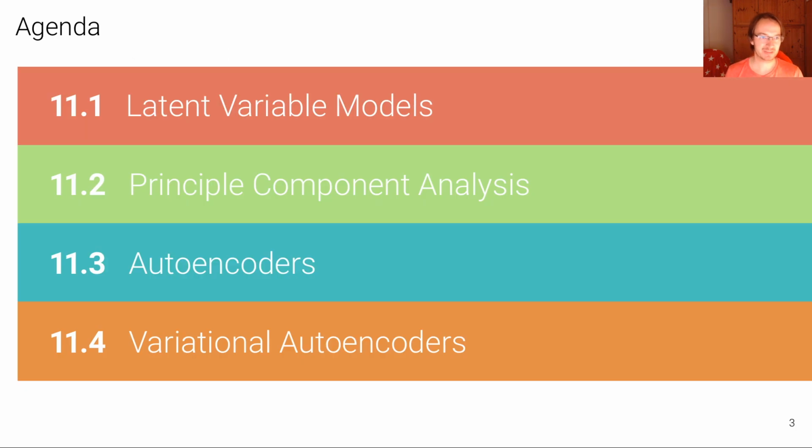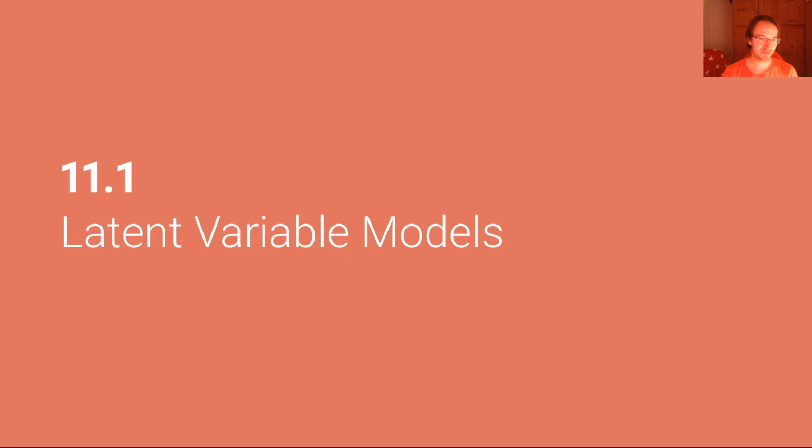This is the structure of this lecture. In the first unit, we will talk about latent variable models in general and motivate generative models as well. In the second unit, we're going to discuss one of the most basic and common latent variable models, which is called principal component analysis. In the third unit, we're going to discuss deep autoencoders, and in the fourth unit, we're finally going to touch the topic of generative probabilistic modeling with these types of latent variable models using variational autoencoders. So let's start with latent variable models.